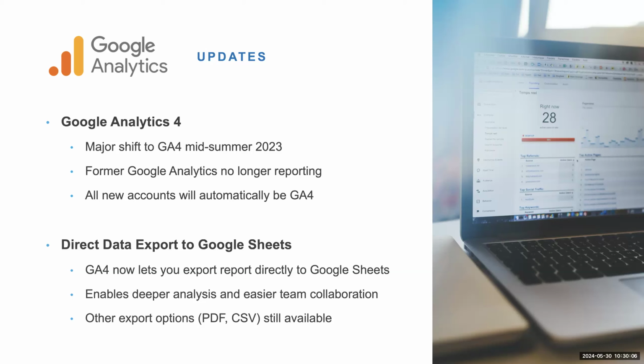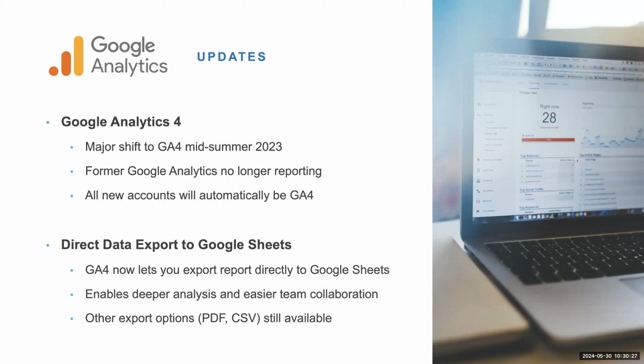Where did the 4 come from? I think it's version 4. I don't know. The previous one wasn't called 3. So anyway, it's Google Analytics 4 now. That launched midsummer of last year. If you remember, or maybe your web developer installed Analytics back in the day, just see did we make the shift to Google Analytics 4?